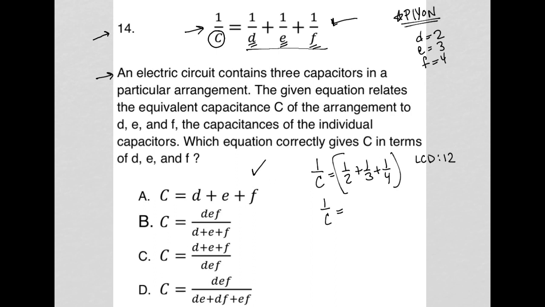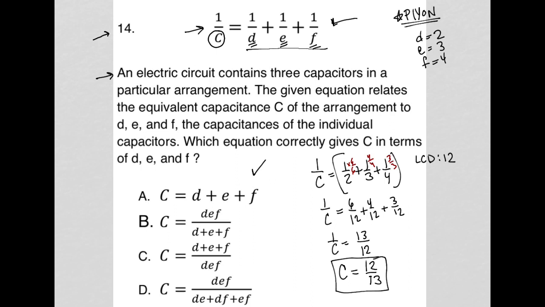So to get 12 as a denominator, I'd have to multiply this by 6 over 6, this one by 4 over 4, and this one by 3 over 3. And what I'd be left with is 6 over 12 plus 4 over 12 plus 3 over 12. So I'd have 1 over C is equal to 13 over 12. And then if I wanted to figure out what C is equal to, I just take the reciprocal, right? If 1 over C is equal to 13 over 12, then C over 1 practically would be equal to 12 over 13. So this is my answer.